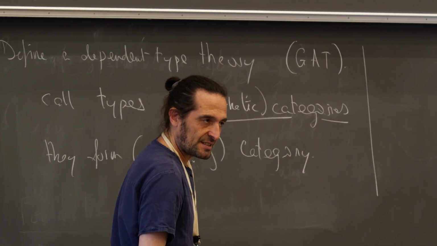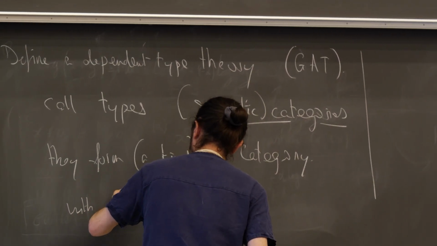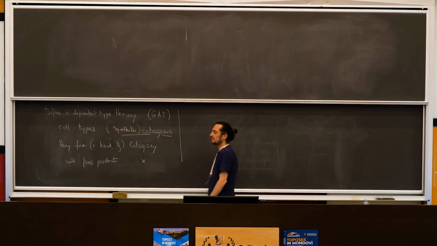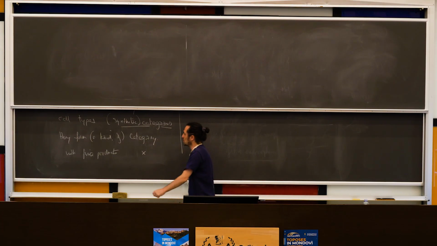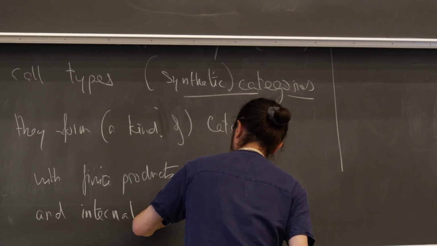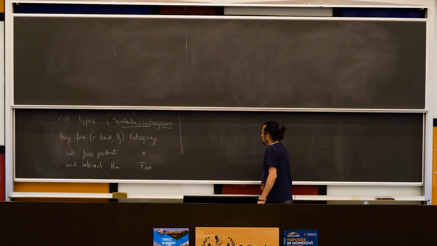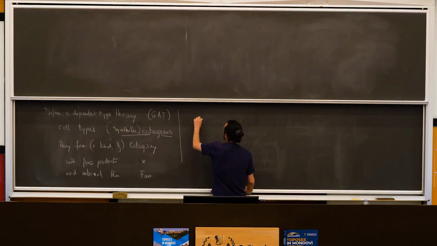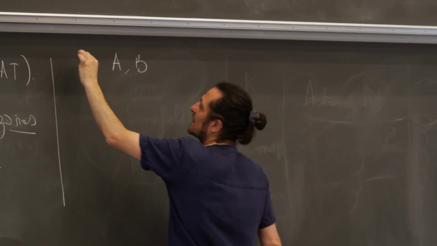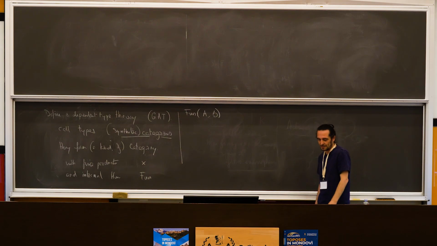And the first axiom we will ask is that it has finite products, so in particular, you will have a binary product and an internal hom that I will call fun, like functor. And that is because whenever we have two categories, we want to say that we have the category of functors. So far, this is where we are.